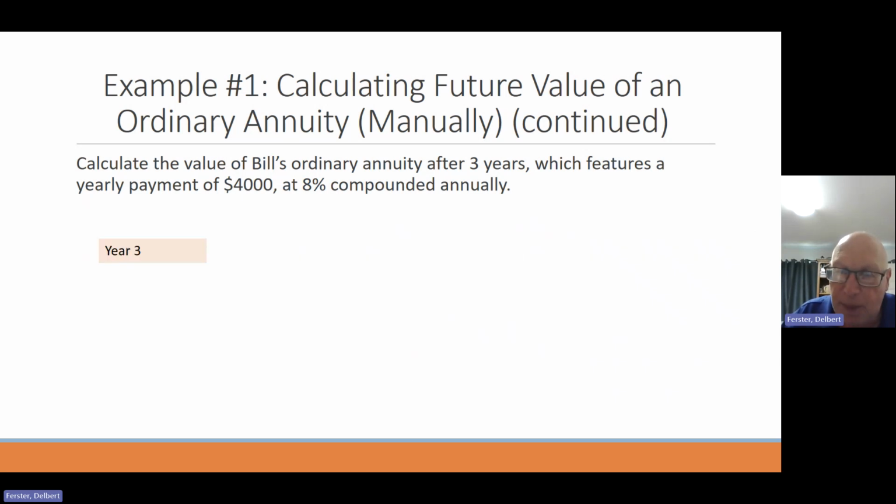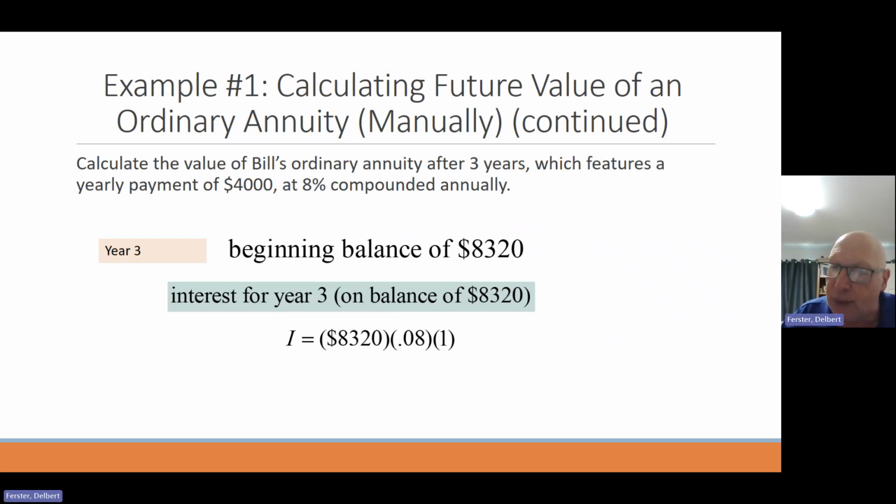Year three begins, and Bill's going to get a year's worth of interest on that balance that came over from the end of year two. So that $8,320 earns interest at a rate of 8% for 1 year, for year three. All right, so here comes our calculation for interest on the beginning balance of 8320. So it's 8320 at 0.08 for 1 year, the third year, and you already know what's going to happen. At the end of year three, Bill makes his third and final yearly payment of $4,000.